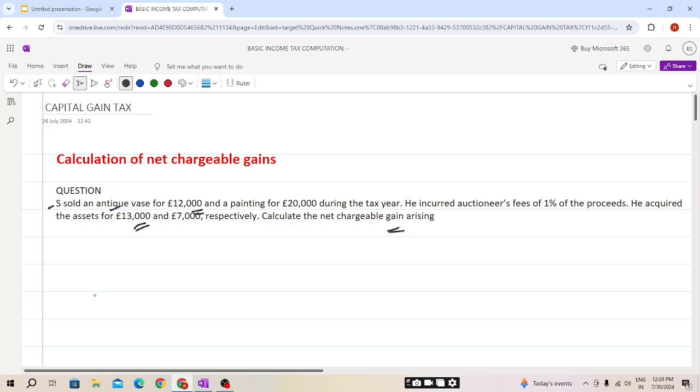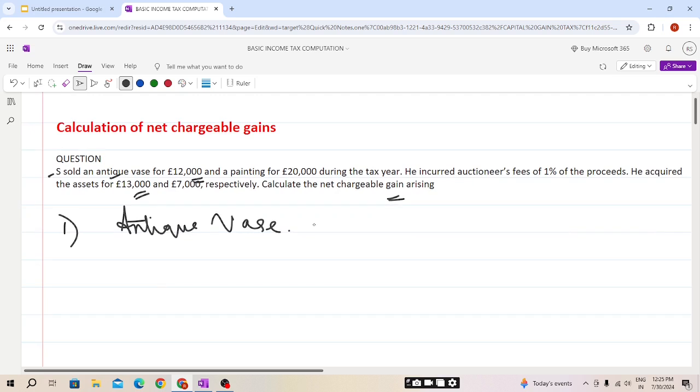So the first case, we need to calculate the chargeable gains for each individual, for each chargeable asset separately. So first, the antique vase. Here he has purchased the asset. So the first step, number 1, is to follow the format to calculate the chargeable gains or allowable loss for each chargeable asset. So the first is disposal proceeds.